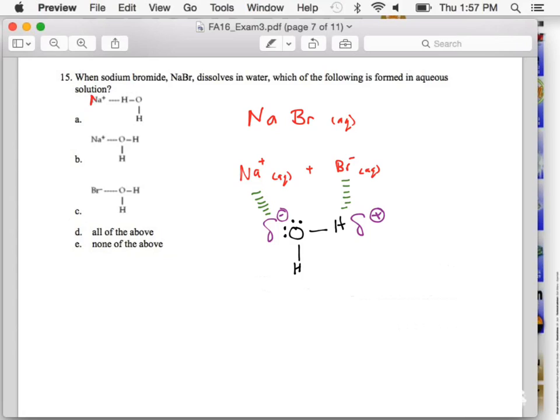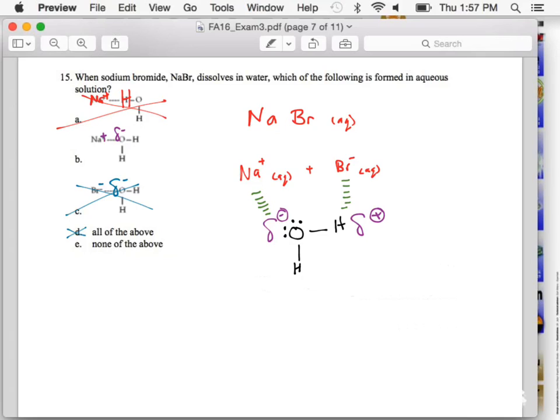Answer choice A shows the sodium positive interacting with hydrogen, which happens to be positive. What happens when a positive gets near to a positive? Repels. That's a bad answer. Answer choice B. The positive sodium gets near the partial negative oxygen. That seems pretty legitimate. In C, bromide negative gets near the oxygen negative. Repel. So A and C are wrong, which then means D is wrong, and it always sucks when you see none of the above.